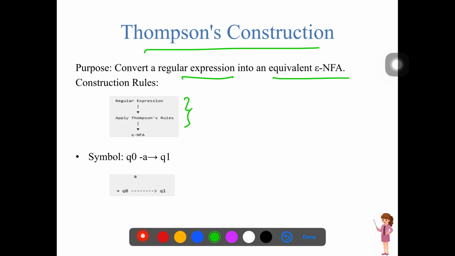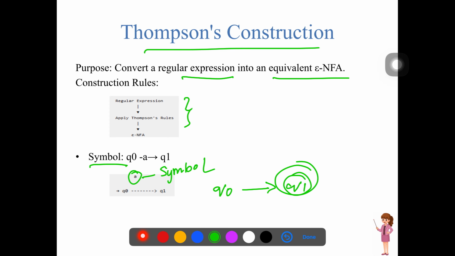Some standard rules are symbol. So a is the regular expression which is given to the non-deterministic finite automata, which is represented like this: Q0, a, Q1. Q1 is the final state, Q0 is the start state. I hope you guys understood. Let's move on to the next slide.